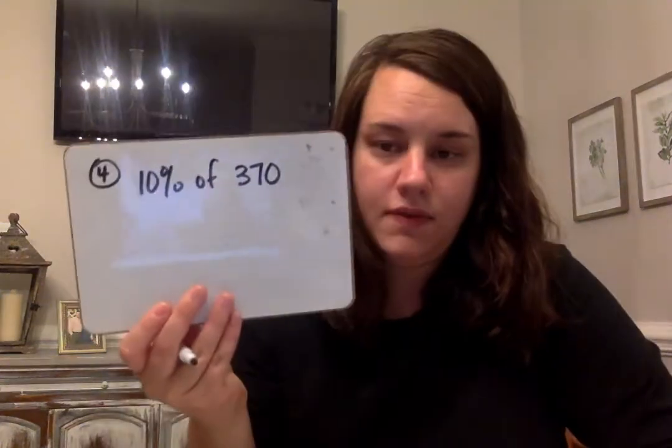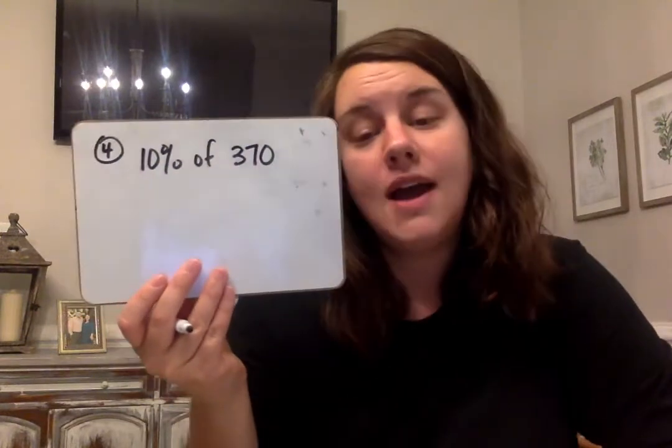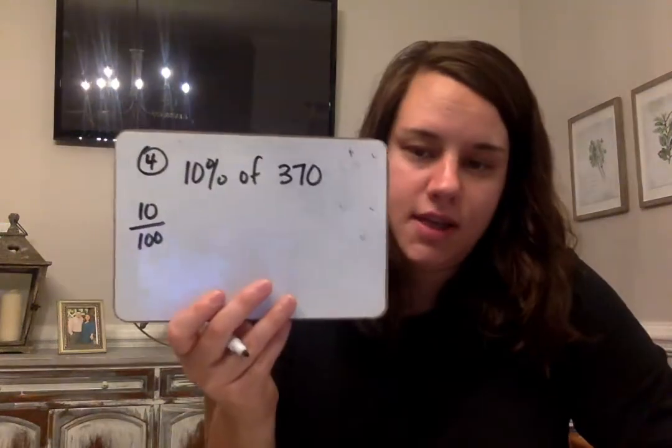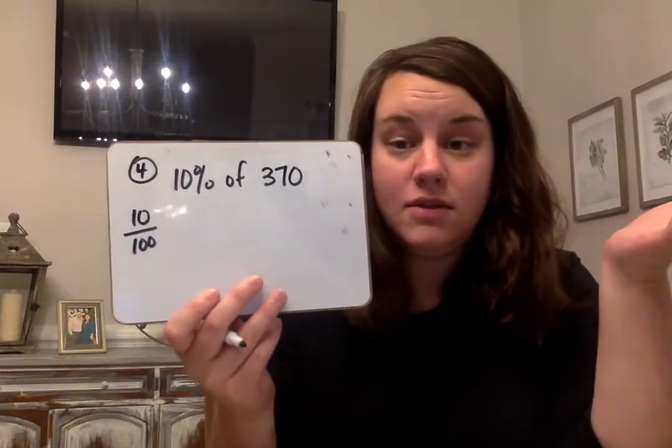Number 4 says 10% of 370. 10% of 370. So you need to think what fraction is equivalent to 10%, okay? So you can write it 10 over 100. All percentages are a number over 100, just like this. And then what can you simplify it down to? So 10 out of 100 becomes 1/10.